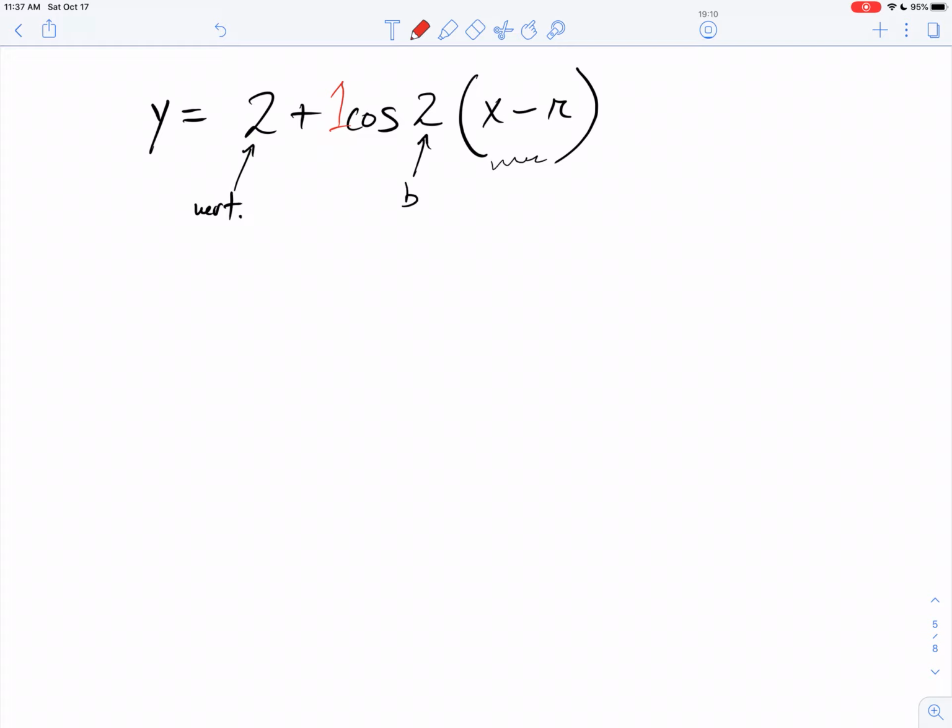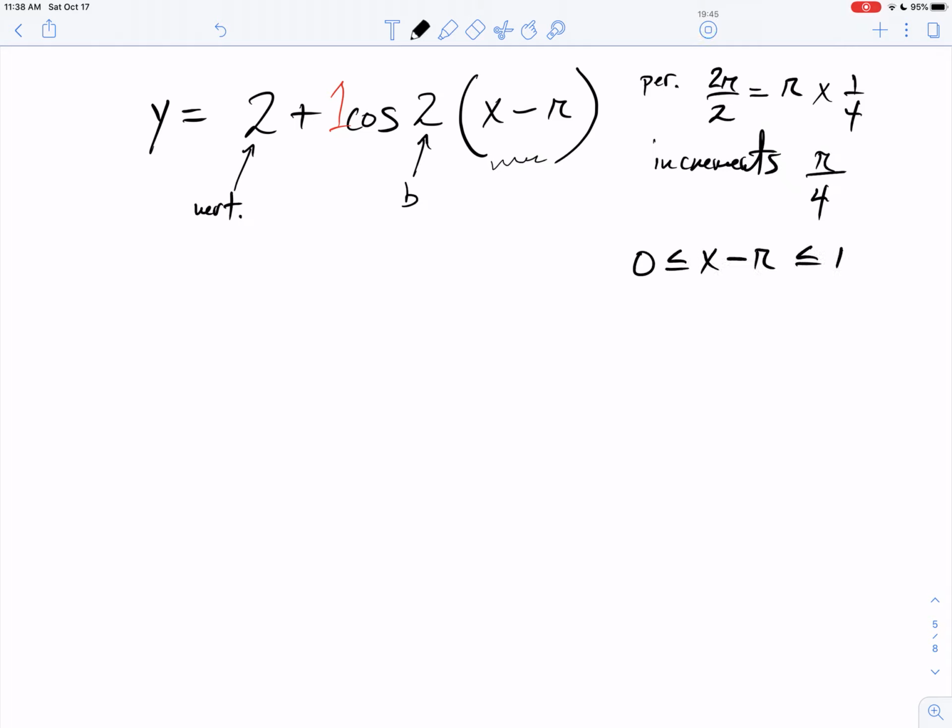And let's begin. I like, personally, to start with my period, so I go period equals 2 pi divided by b, so in this case it's pi. I could say pi times 1/4, and I could get my increments, or pi fourths, which I may or may not have to come back and get a common denominator. I don't know. Let's see how this plays out. But my period would normally be 0 to pi. But I'm going to put my phase shift in between that.